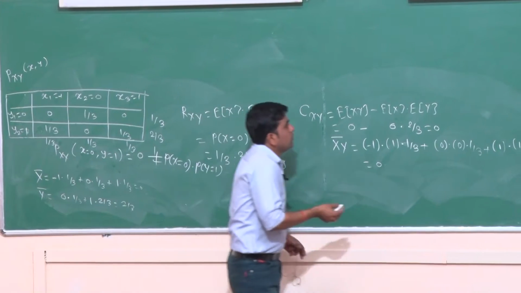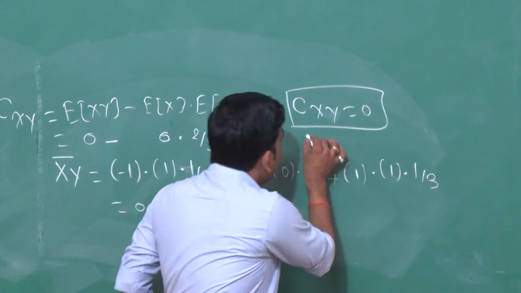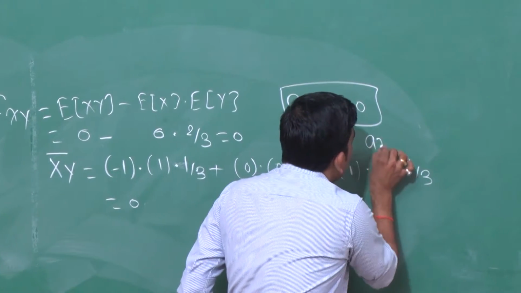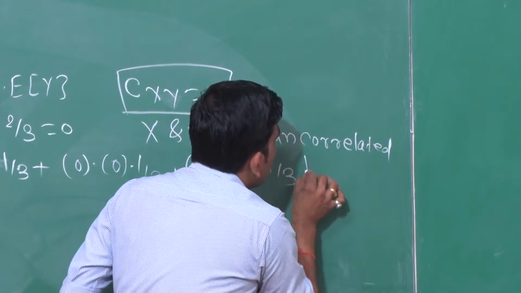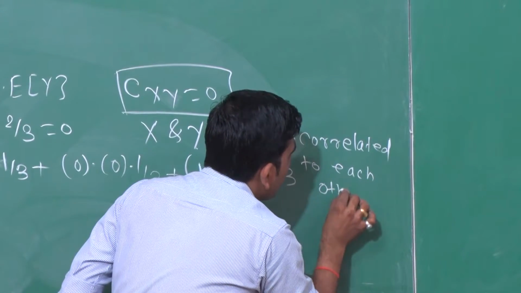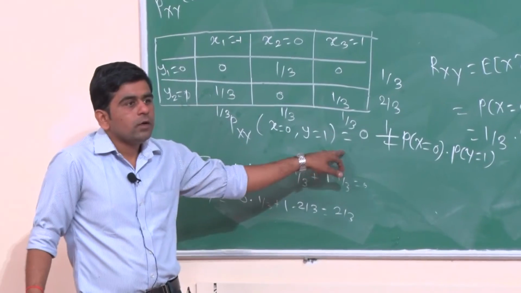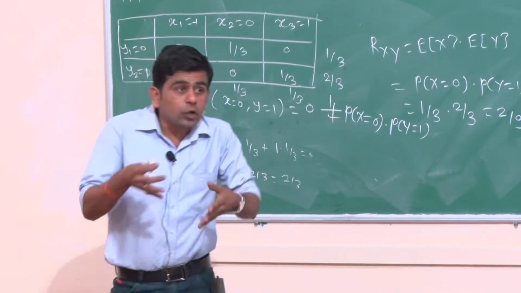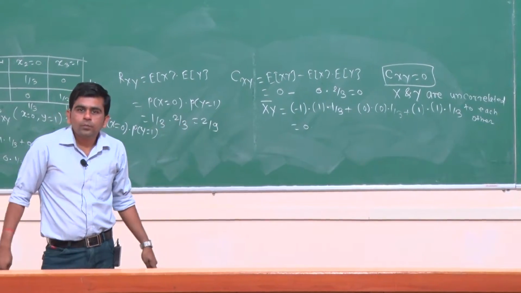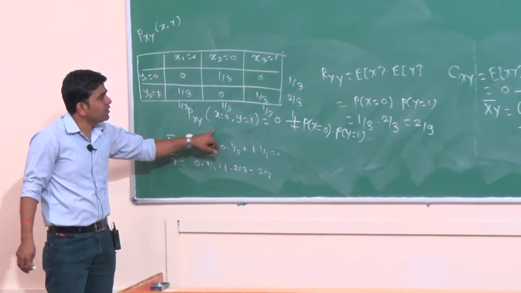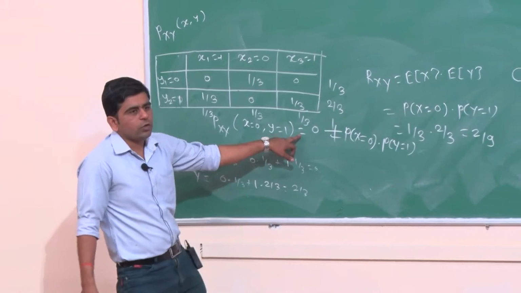So here your covariance is equal to 0. So we can say that x and y are uncorrelated to each other. These 2 random variables x and y, they are uncorrelated to each other because we will get the covariance that is equal to 0. And here for first case we have to calculate joint probability for x is equal to 0, y is equal to 1, that is equal to 0.